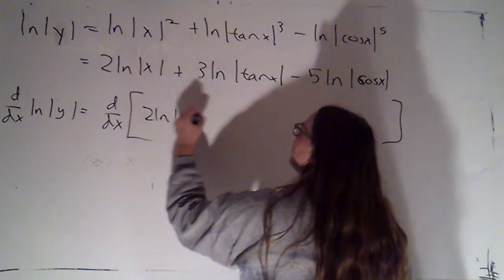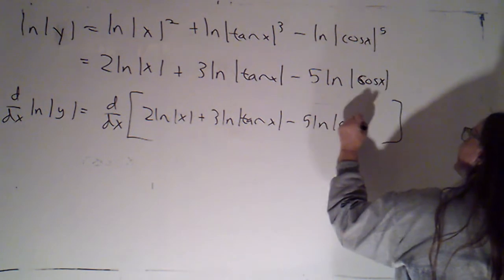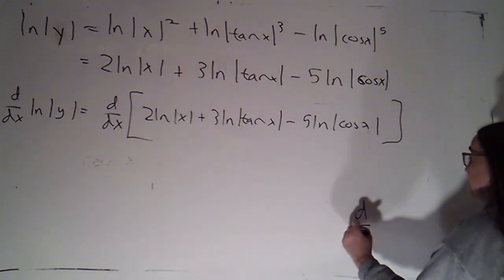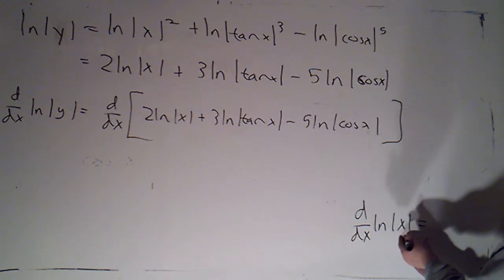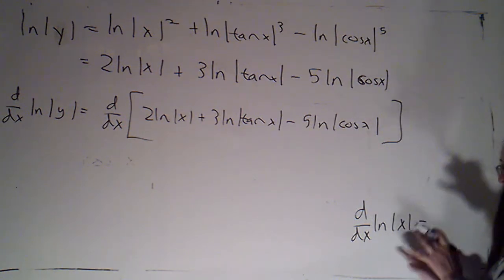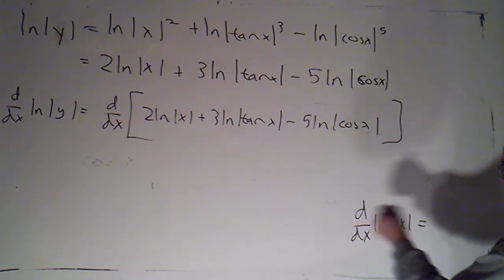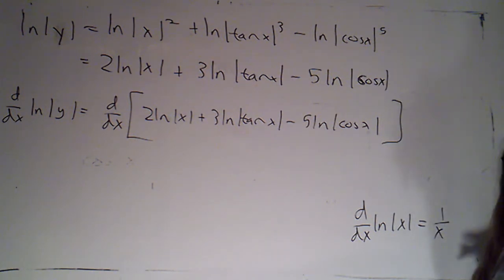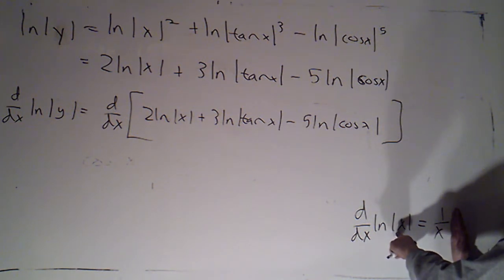2 ln absolute value of x plus 3 ln absolute value of tan x minus 5 ln absolute value of cosine x. Now, here I need to remember, this is super important, that we showed that the derivative of the natural log of the absolute value of x, even though that's a composition, we worked it out by writing it as a piecewise function, and we got that there's just one formula for that result. It's 1 over x. That's not just the derivative of the natural log part, that's the derivative of the natural log of the absolute value.